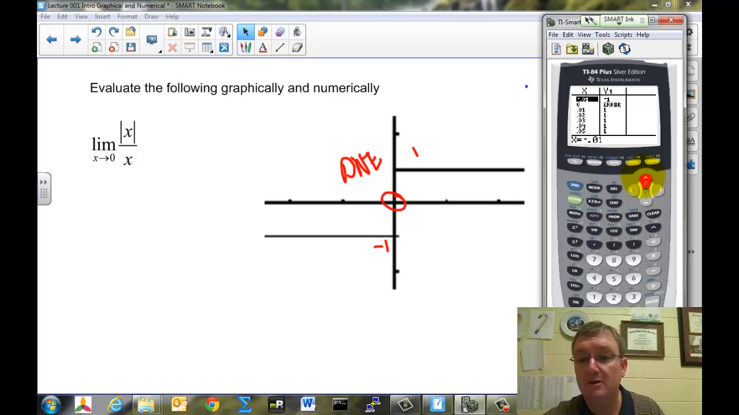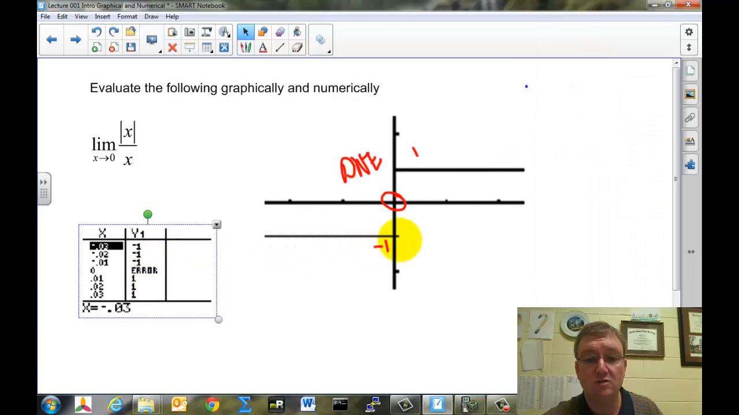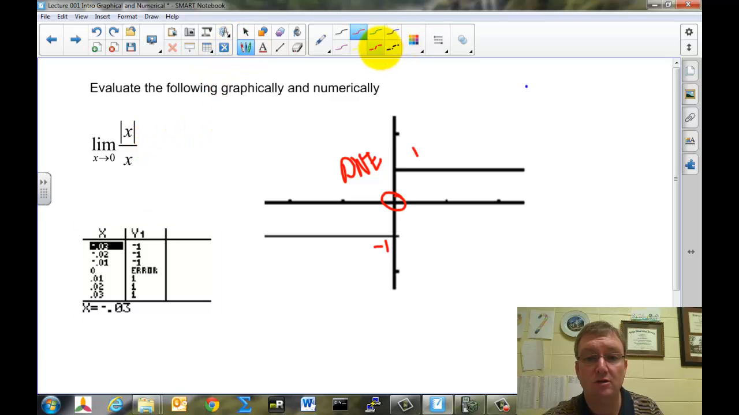But what's happening around 0? The numbers here agree with what our graph said. Everything less than 0, everything to the left of 0 on the x-axis, is giving us a -1 value out. And everything to the right of 0 is giving us a +1. So that agrees with this. So from those two things there, we will determine that the limit does not exist. Does not exist.